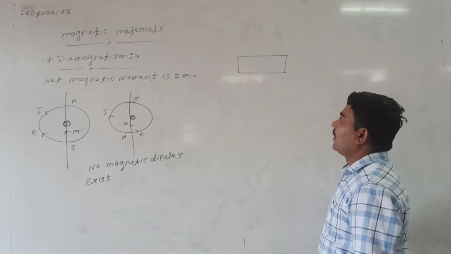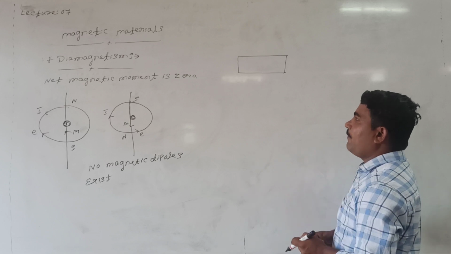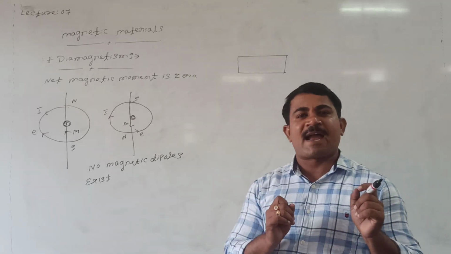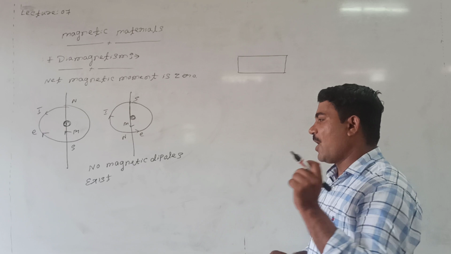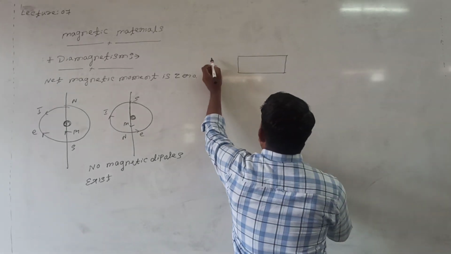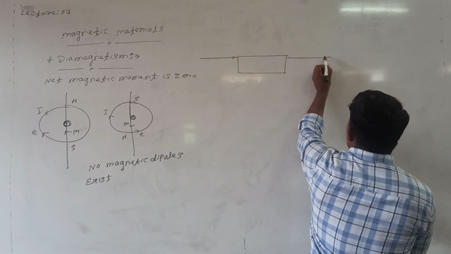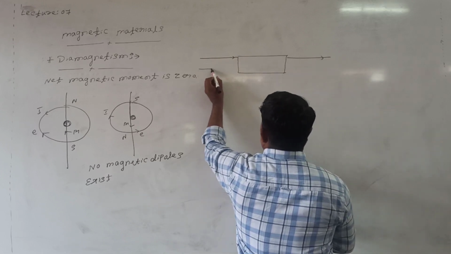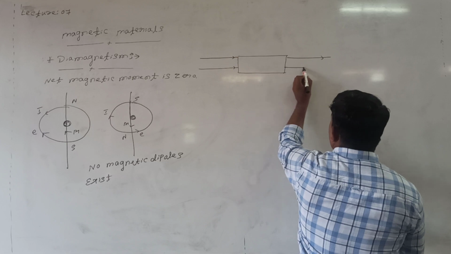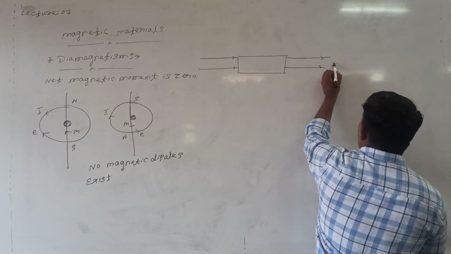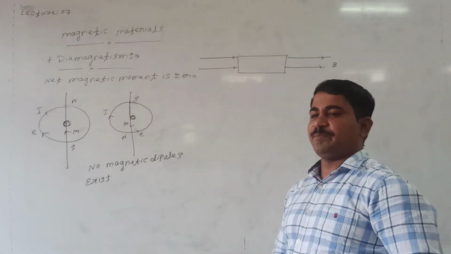Look here. To this diamagnetic slab, I want to apply an external magnetic field. How to apply it? This is the external magnetic field I want to apply. Are you following? This magnetic field has some value.